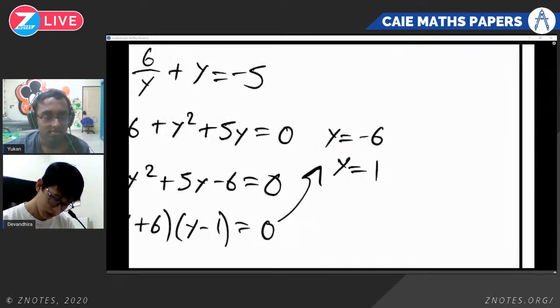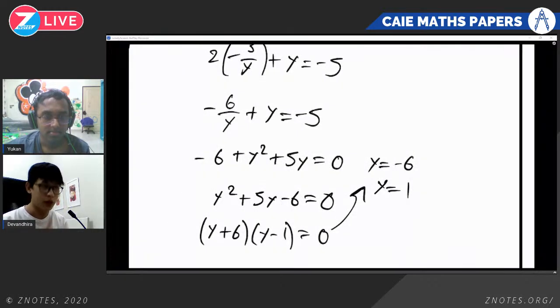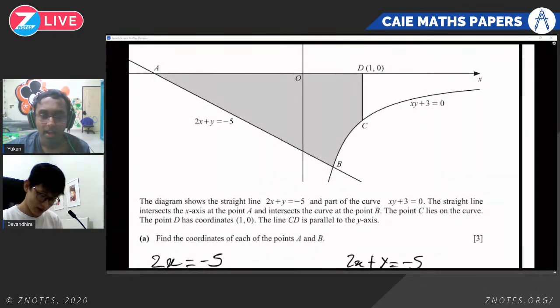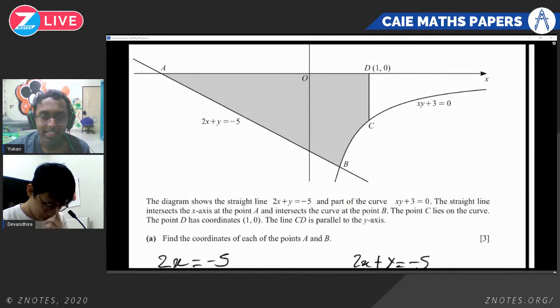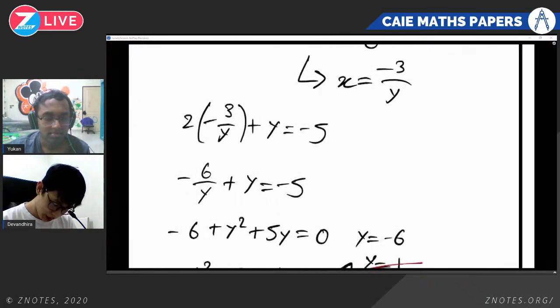Now the question is, we got two y values, but there's only one coordinate B. So which one's correct? What do you think? We can see that our coordinate B is in the negative y section. So we have to reject the positive answer. Exactly. So that means we don't care about y is equal to 1, but we only care about -6. All right. Are we done with the question yet?